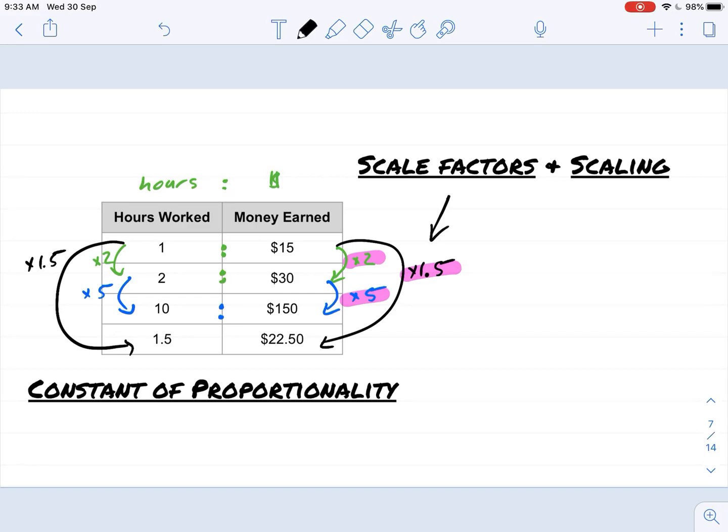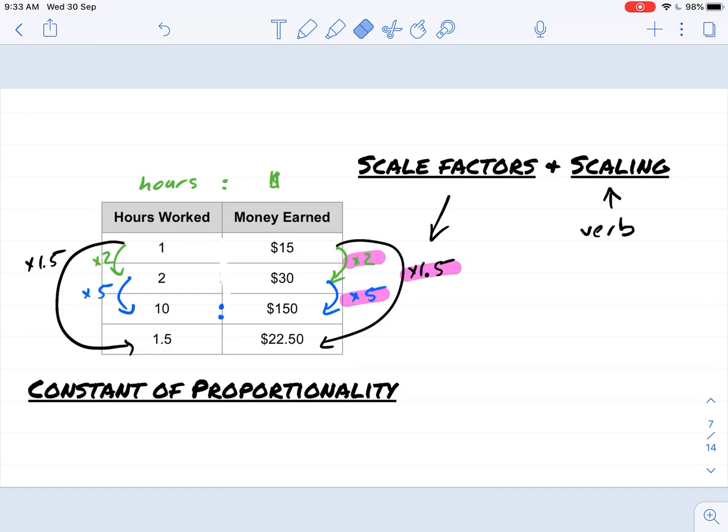those are called my scale factors. And so the scale factors are what you multiply one ratio by to get an equivalent ratio. The process is called scaling. So this is the verb, this is the action of multiplying one ratio by another one. So that's what scale factors are, and a proportional relationship always has scale factors. What about a constant of proportionality?